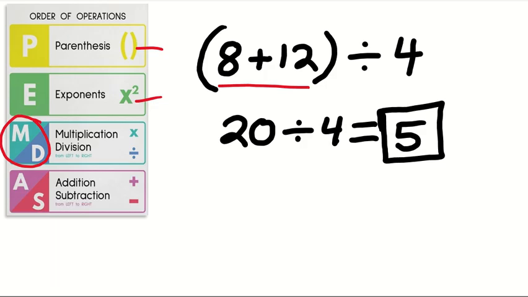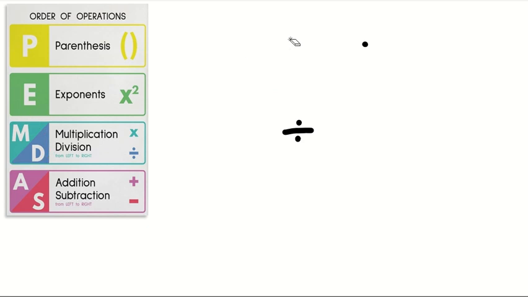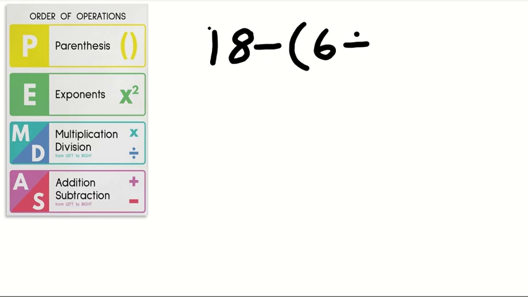Okay, let's try another one. We'll have this one be the last one like this. Let's do this. Go ahead and erase that. What if we had something that looked like this? 18 decreased by the quantity 6 divided by 3. Well, do I have parentheses? Yes. So I got to do what's inside the parentheses first. 6 divided by 3. Well, I know that 6 divided by 3 is 2.